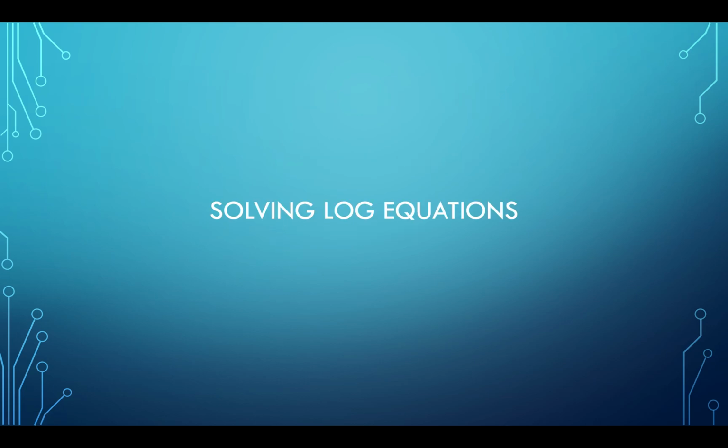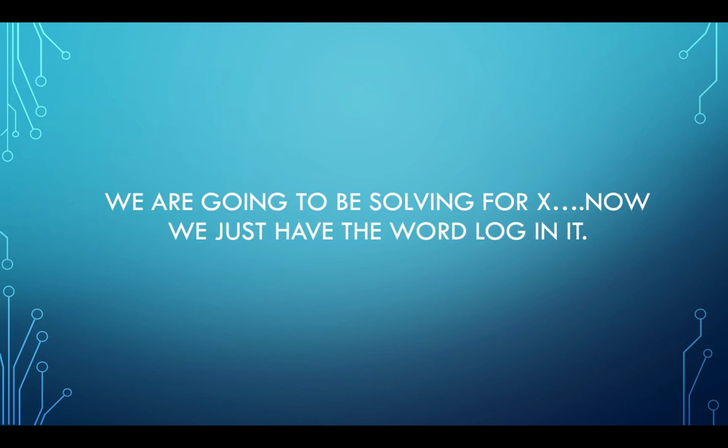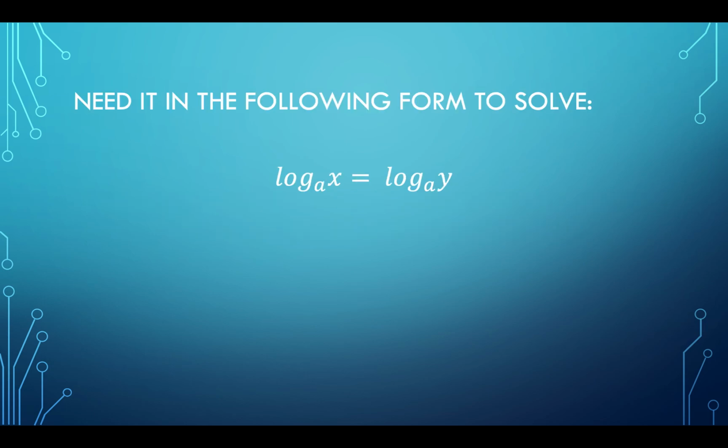So now we also have solving log equations. So basically what we're going to be doing is we're going to be solving for x. The only difference is now we're going to have the word log in it. So you need it in the following form to solve. Log base a of x is equal to log base a of y. So what that means is you have to have log of something on one side and log of something on the other side. They both have to be the same base.